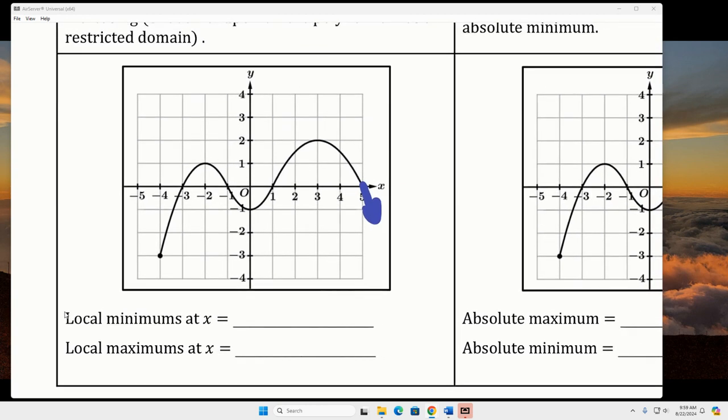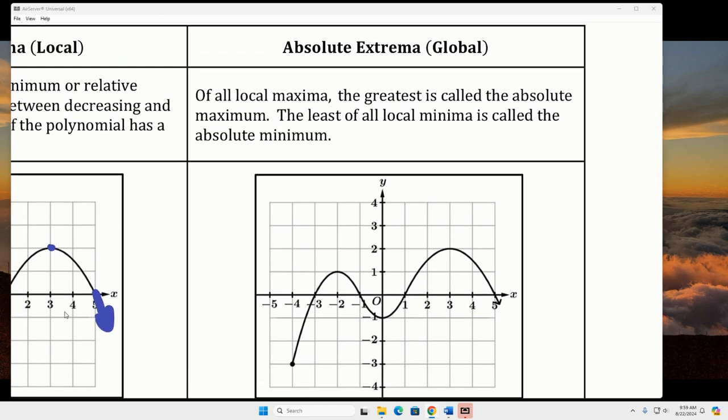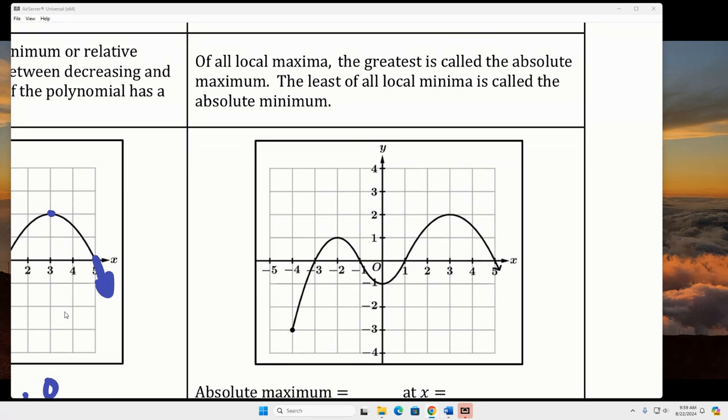Okay, so what x values is there a local minimum? -4. That's this one right here. And what else? 0. It looks about 0. It might be a little off. All right, what about local maximums? Good. Those are those. All right, and then absolute extrema are exactly what they sound like. The absolute highest or the absolute lowest the function reaches.